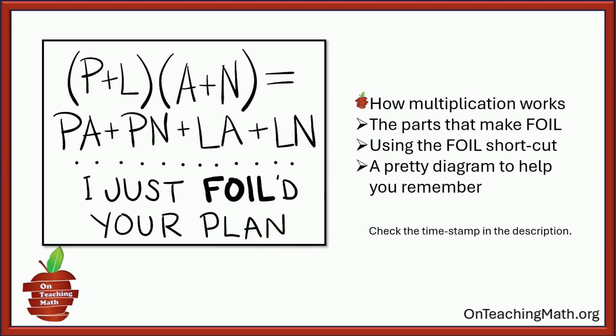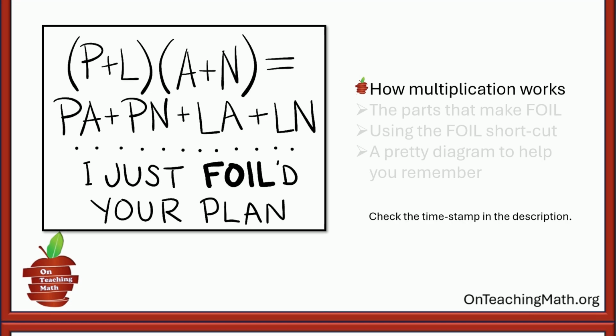So here's how we're going to do it. We're going to review how multiplication works. The reason we're going to do that is because all the parts for FOIL, which stands for first, outer, inner, last, you have to see where that comes from in order to use the shortcut. Once we get the parts, I'm going to show you how the shortcut works. And then at the end, I'm going to give you a diagram to help you remember how it goes. So let's go ahead and get started.